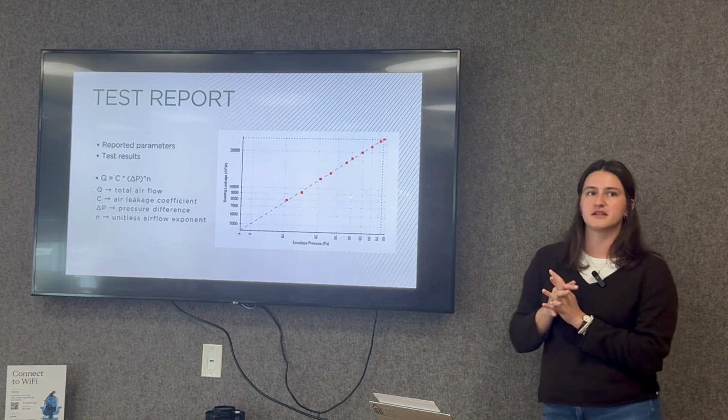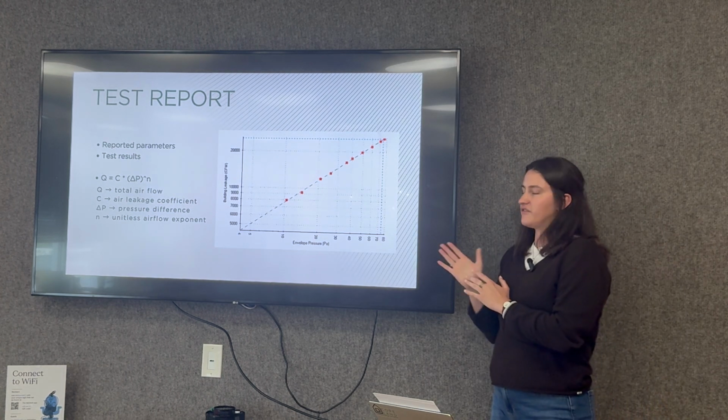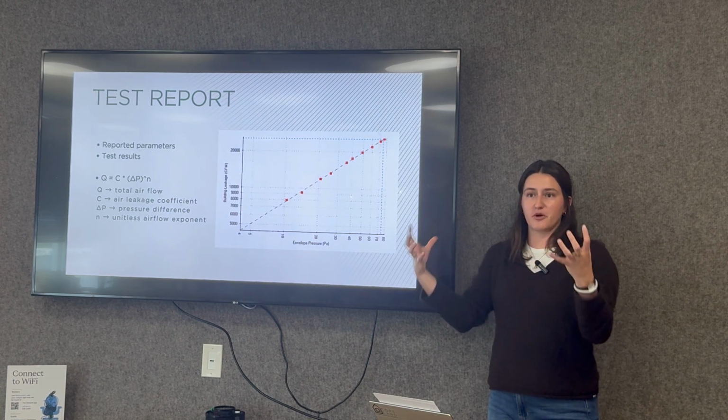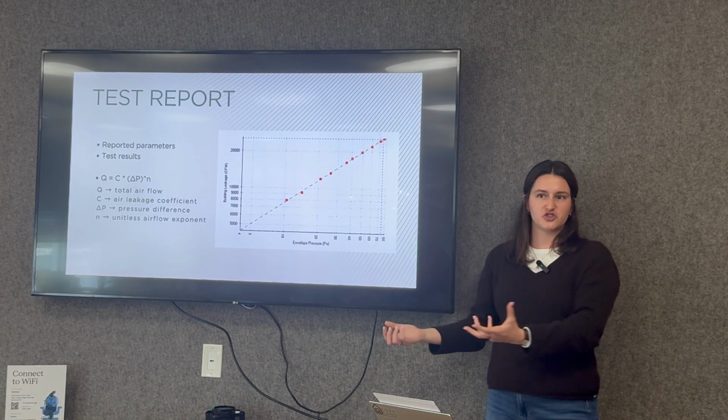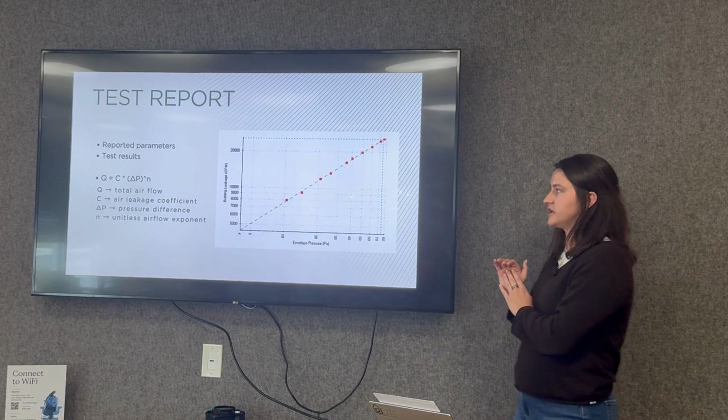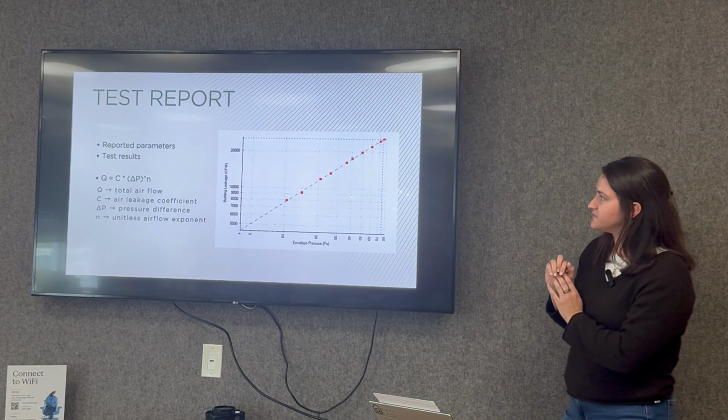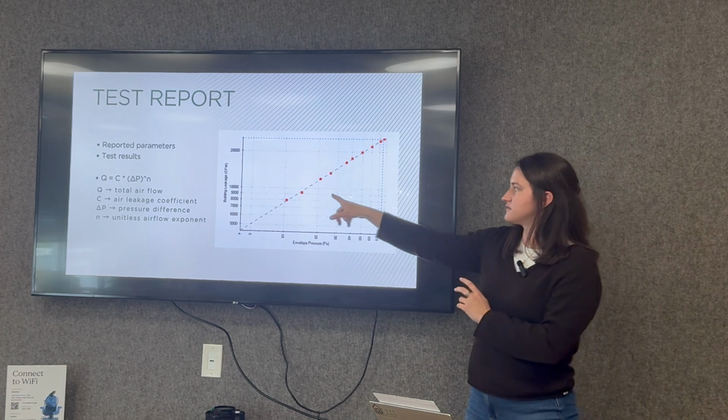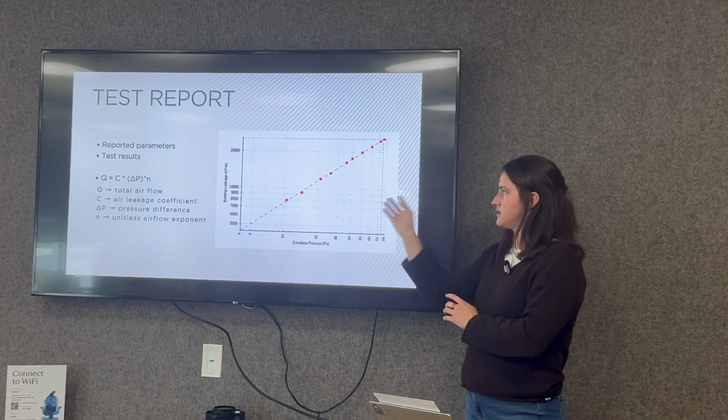Because when we're performing this test out in the field, obviously wind is moving around and we don't have a perfect bubble around the building that we're trying to test. So we're going to have some variability, or confidence intervals. But you want all of these dots to essentially fall on this line.